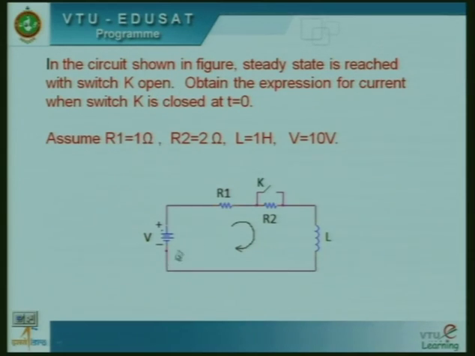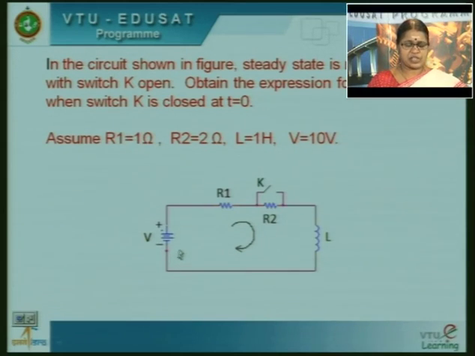We know for DC at steady state conditions, the inductor acts like a short circuit. So, the equivalent circuit under steady state condition with switch K open is the voltage source V in series with R1, in series with R2, in series with the inductor, which acts like a short circuit.